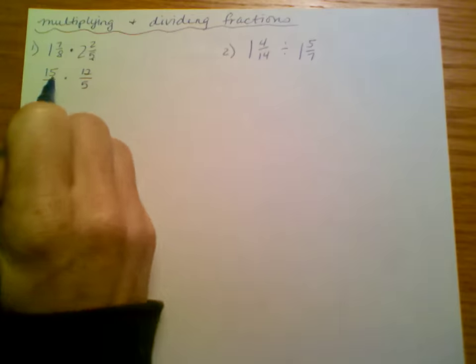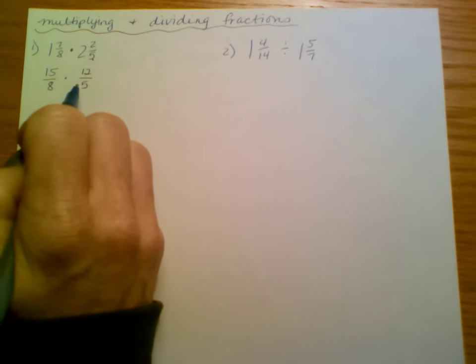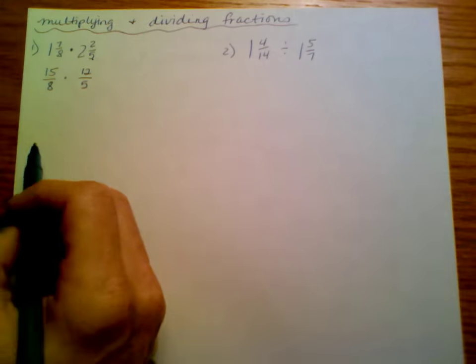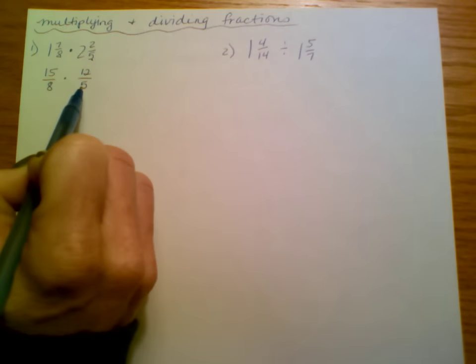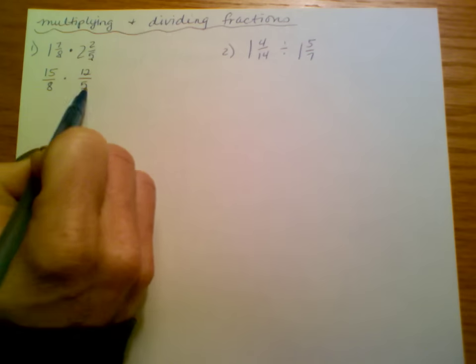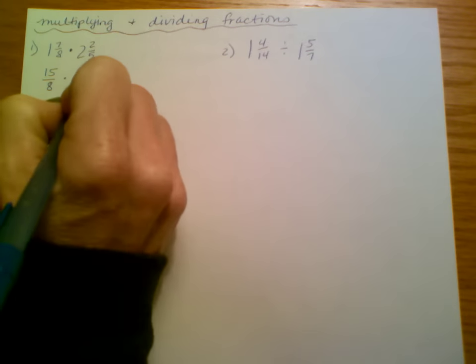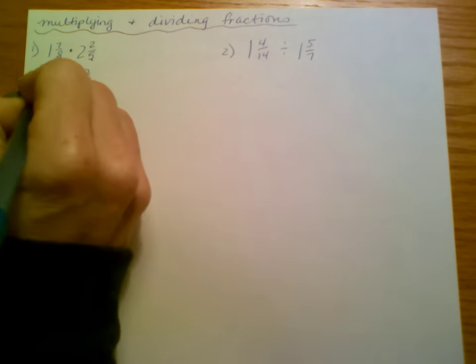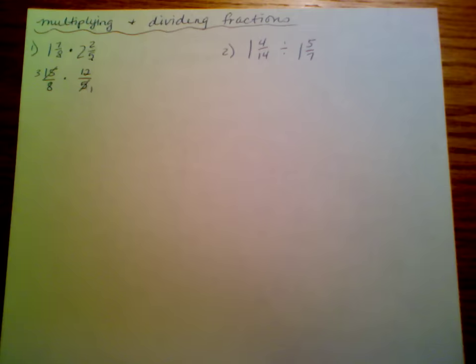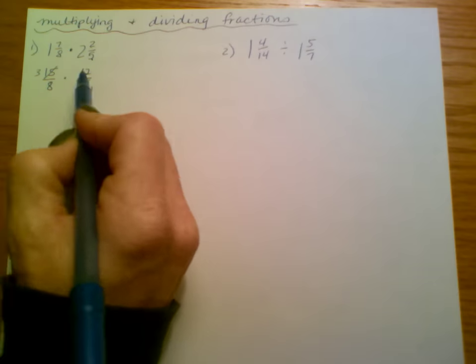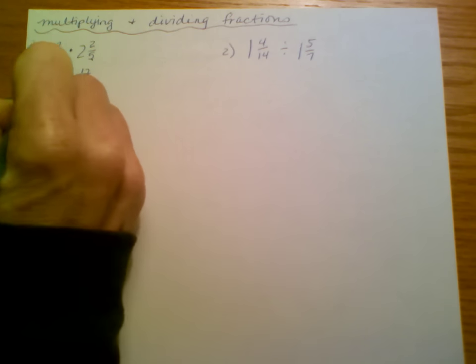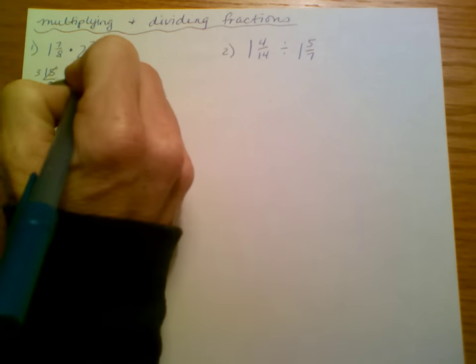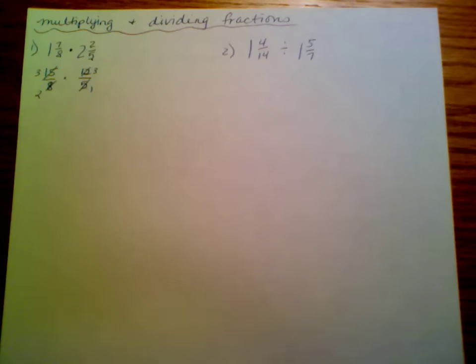So what I'm looking for is a top and a bottom where I see that something divides evenly into both. So the easiest one I see is right here. I see that 5 goes into both of these. 5 goes into 5 once. 5 goes into 15 3 times. When I look at these two, I see that 4 goes into both. 4 goes into 8 twice. 4 goes into 12 3 times.